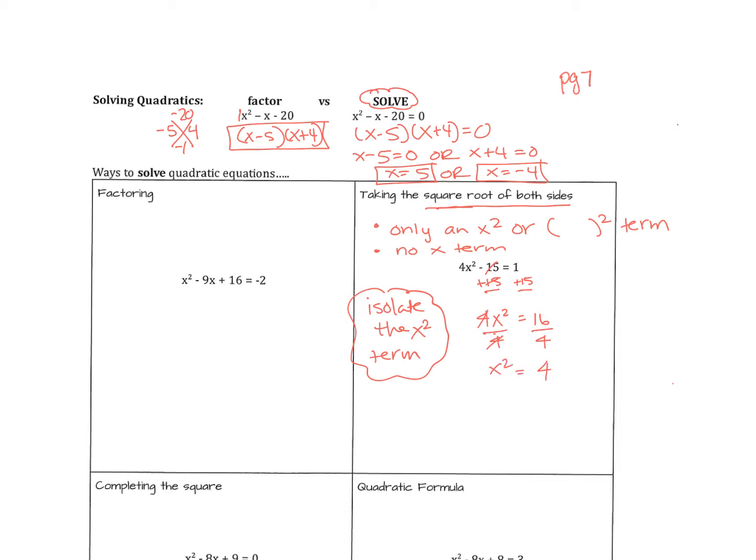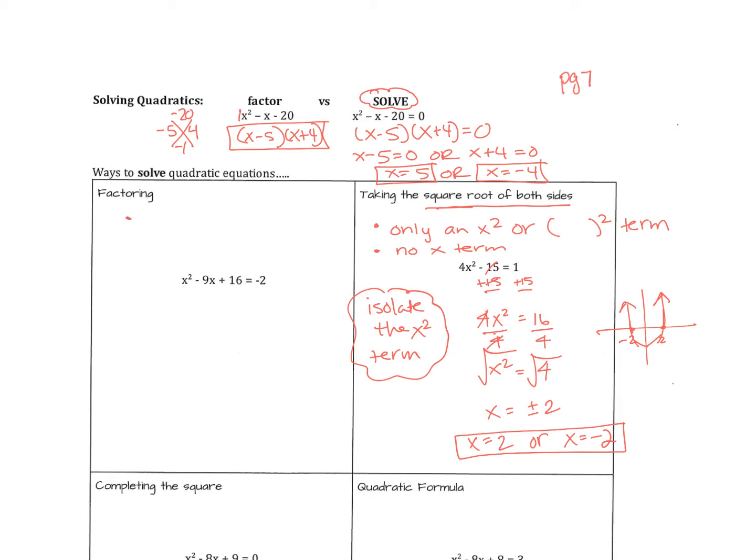Once I've isolated my x squared, I can now take the square root of both sides. When I'm doing quadratics, remember to have plus minus the square root, because in this problem, we are looking for both of my possible roots. So x equals 2 or x equals negative 2 are my two x-intercepts. They're my solutions. They're where my graph crosses the x-axis. They are the solutions to my equation.